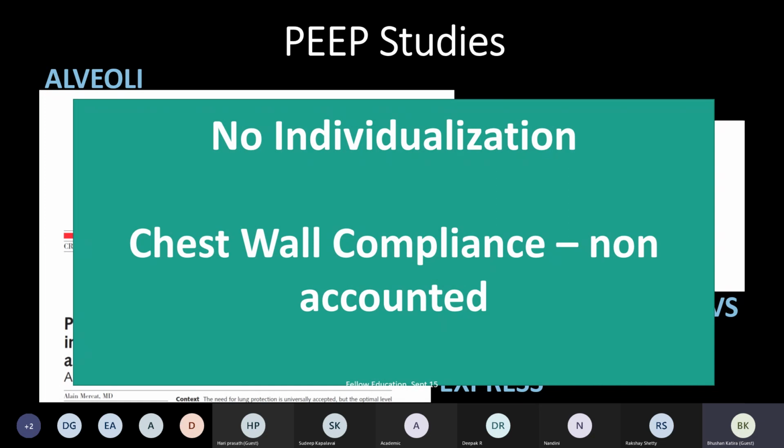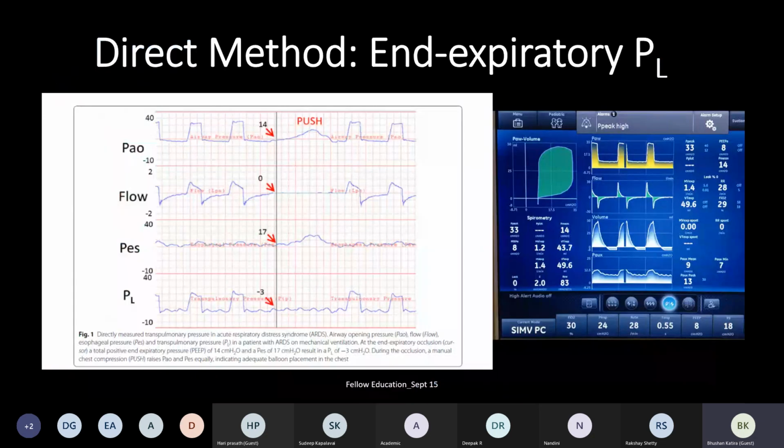Here today, we will talk about chest wall compliance, that being one of the factors with which we can individualize PEEP. What is now famously called in the literature the direct method of transpulmonary pressure is simple and understood. As we said before, in the direct method you measure the airway pressure and you measure the pleural pressure, in this case esophageal pressure. We'll come to the esophageal pressure in a minute. You subtract the esophageal pressure from the airway pressure, and what you get is the transpulmonary pressure.